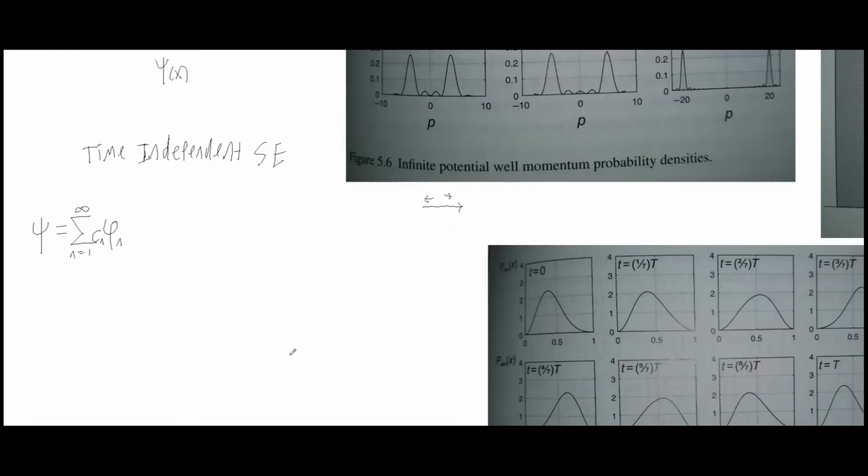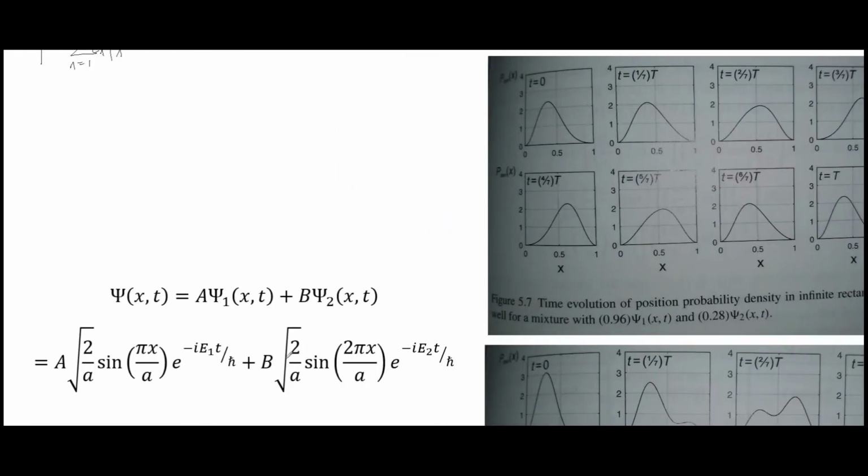And so to do that we have to bring back the time term, which was this, for instance, and this. And so this is a linear combination of state 1, n equals 1, and n equals 2.